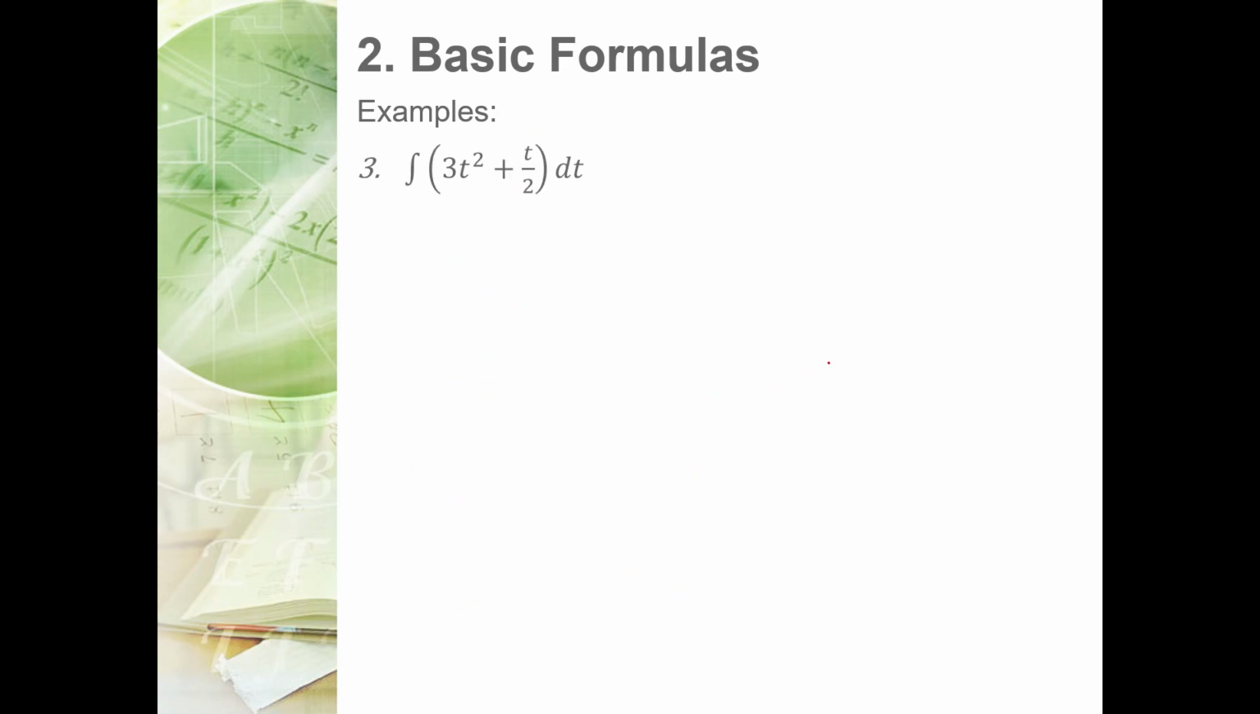Okay, so next we have the integral of (3t squared plus 2t) over 2 with respect to t. Again, t is the variable, right? It's not x. So, distributing to both terms, we have the integral of 3t squared dt plus the integral of t over 2 dt.